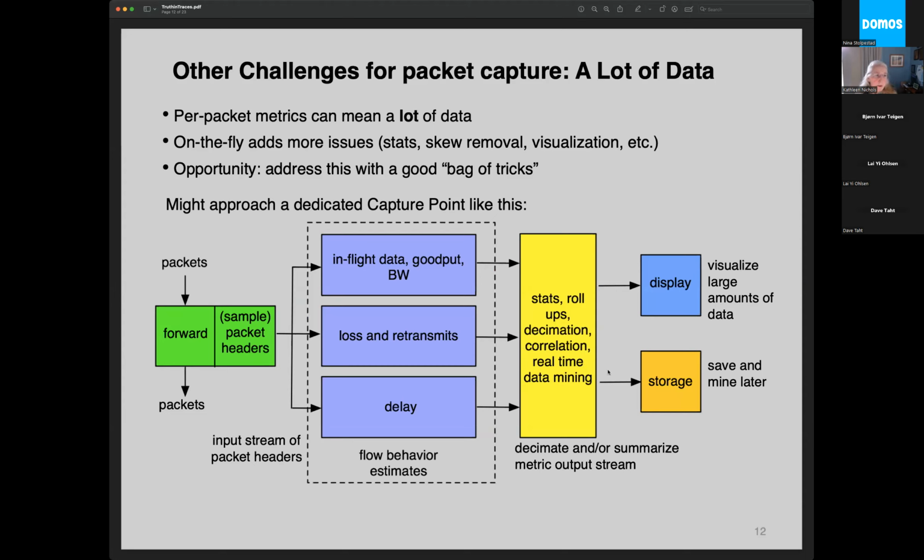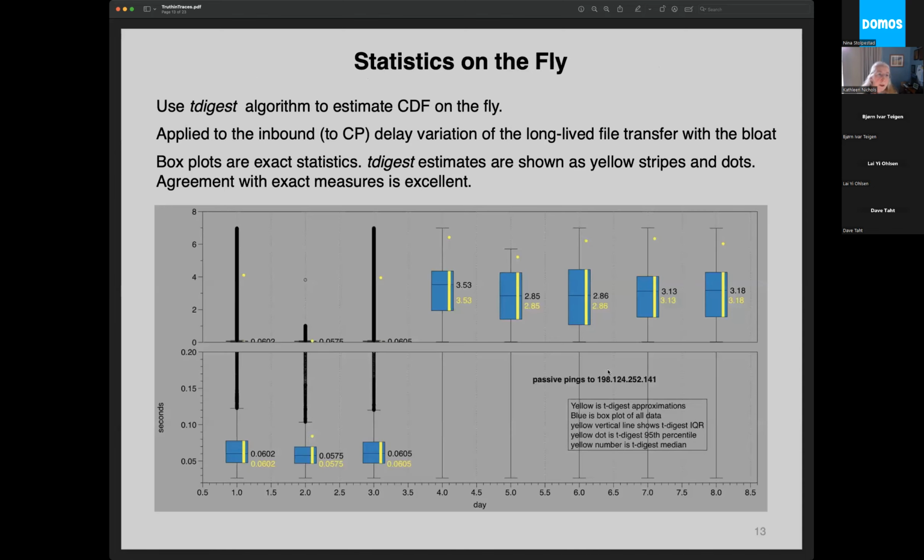And this is just an example of the different pieces that you need to think about doing, but you also need to have a good bag of tricks. And I think Toki was talking about part of the bag of tricks, which is certain things. But another thing that I like to use is getting statistics on the fly.